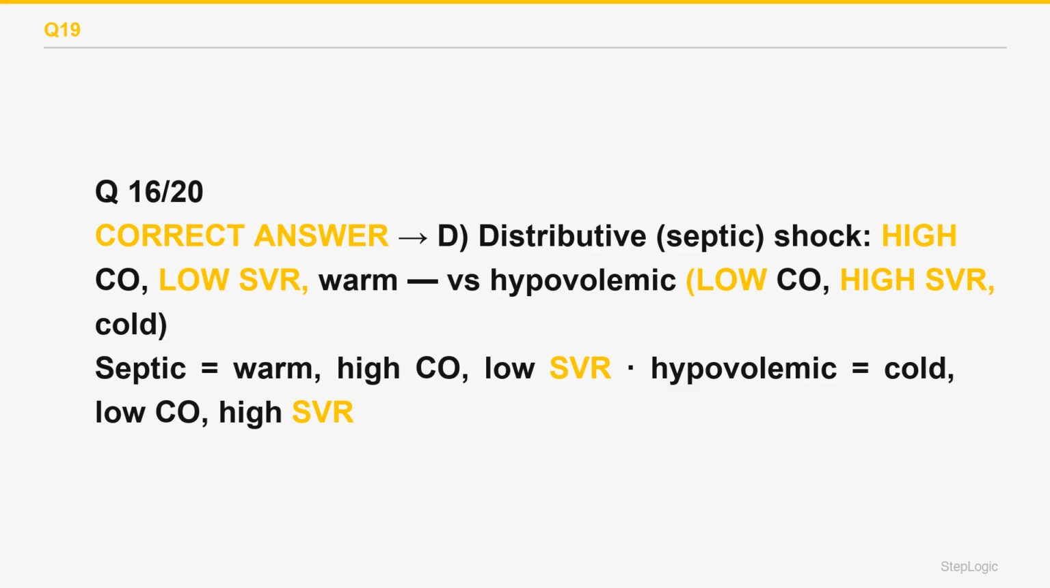The correct answer is D. Contrast the shock profiles, which are heavily tested. Hypovolemic and cardiogenic shock both have low cardiac output with compensatory high SVR and cold, clammy extremities. But cardiogenic has a high wedge pressure, the failing heart backs up, while hypovolemic has a low wedge pressure, an empty tank. Distributive shock, septic, anaphylactic, or neurogenic, is the odd one out: high cardiac output, low SVR, warm extremities. The high output, low resistance, warm picture is distributive shock, opposite the cold, low output, high resistance hypovolemic profile.